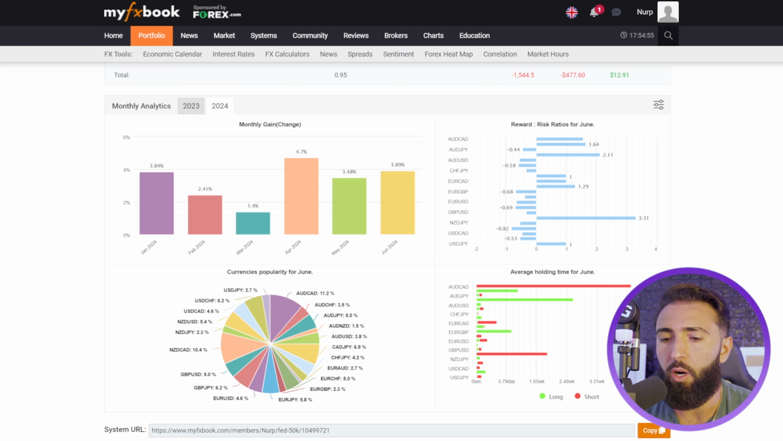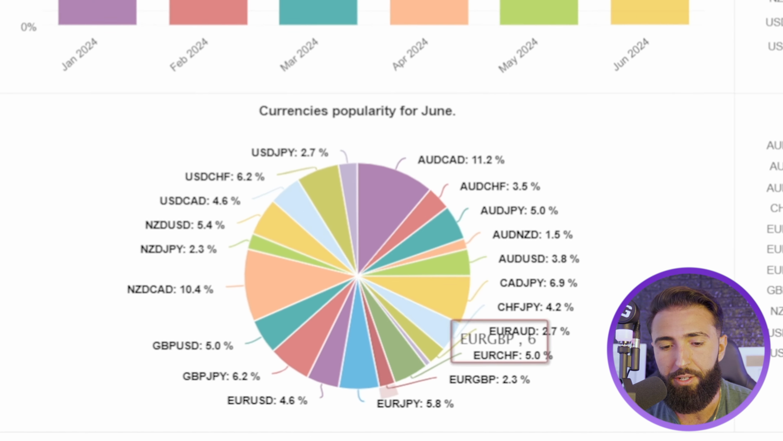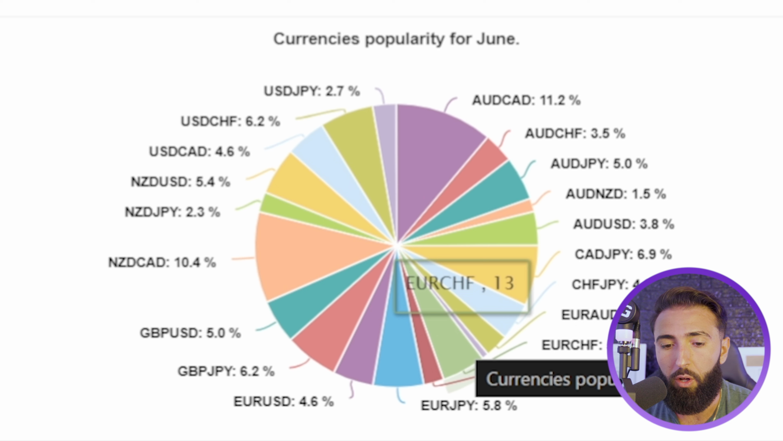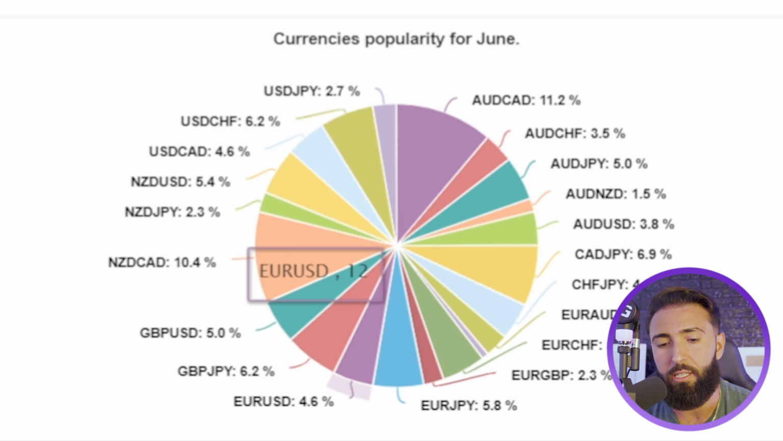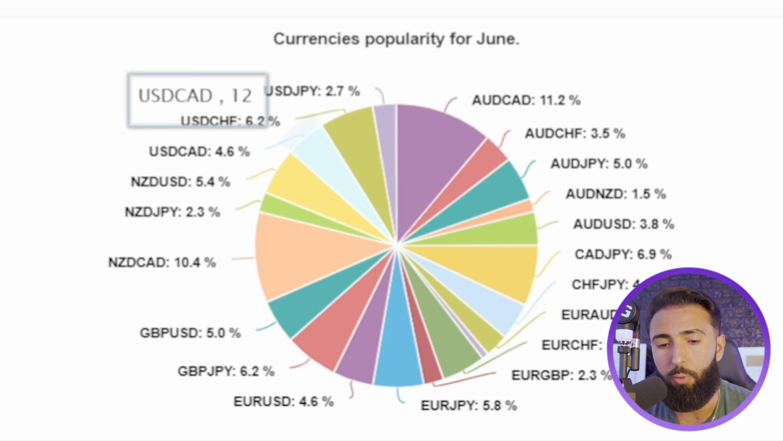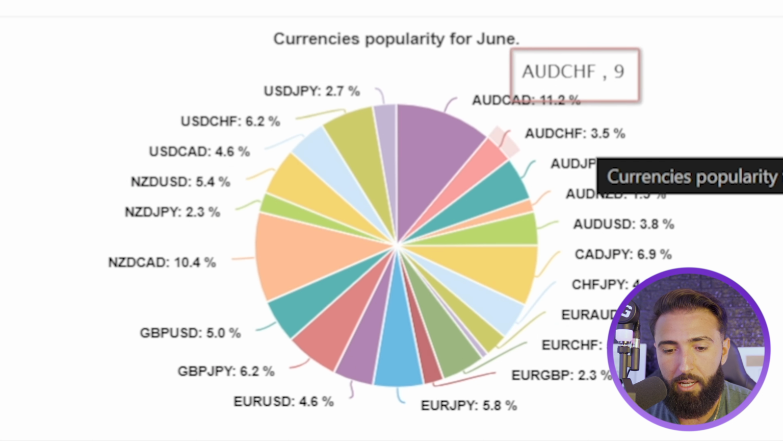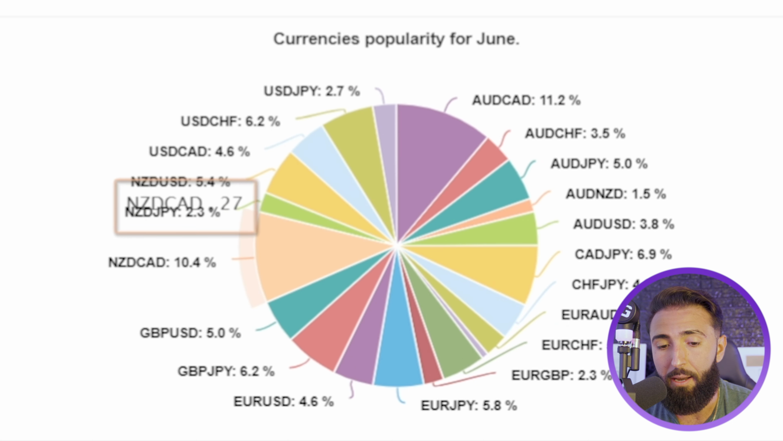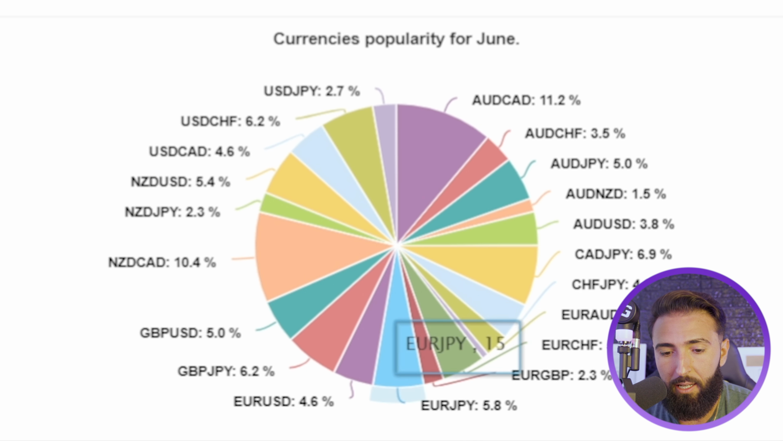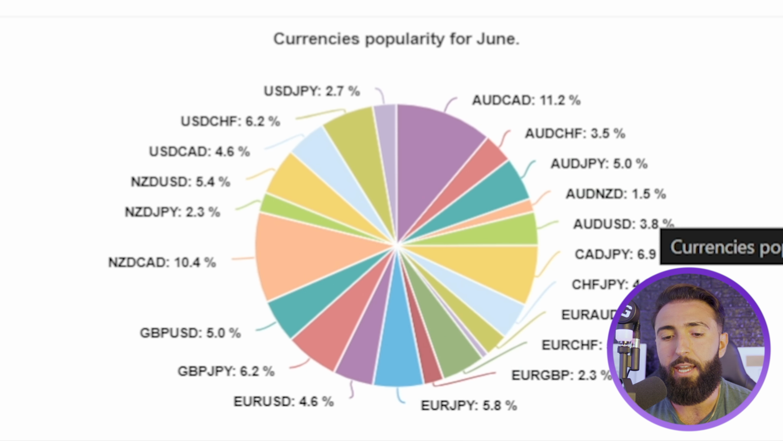Now, something I want to go over is why and when is it appropriate for anyone to think about adjusting their lot sizes. So over here, you see a nice pie chart of all the currencies and how active the software has been across all these different pairs. Now, you could see some are 3%, some are 10%, some are 5%, and some are 1%. The higher the percentage, the more active it is on that exact pair.